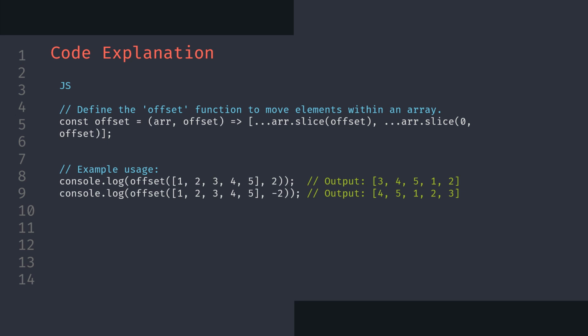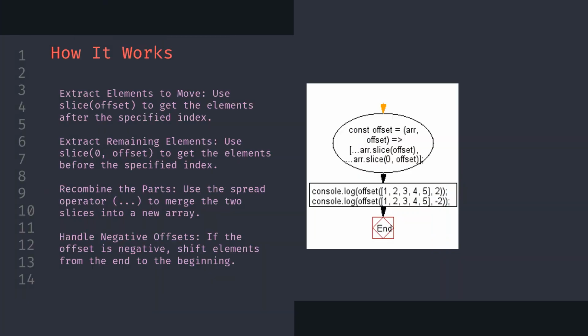This function works by slicing the array into two parts and then recombining them. If the offset is positive, it moves the elements from the start to the end. If negative, it moves the elements from the end to the start. This process ensures that elements are shifted seamlessly within the array, making it a highly efficient approach for reordering data.